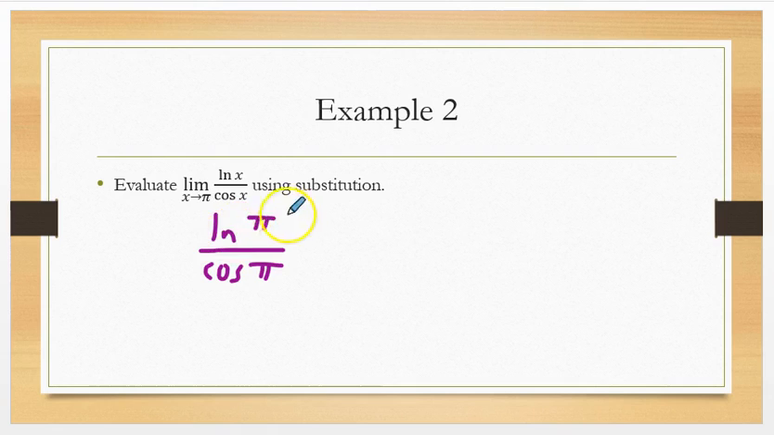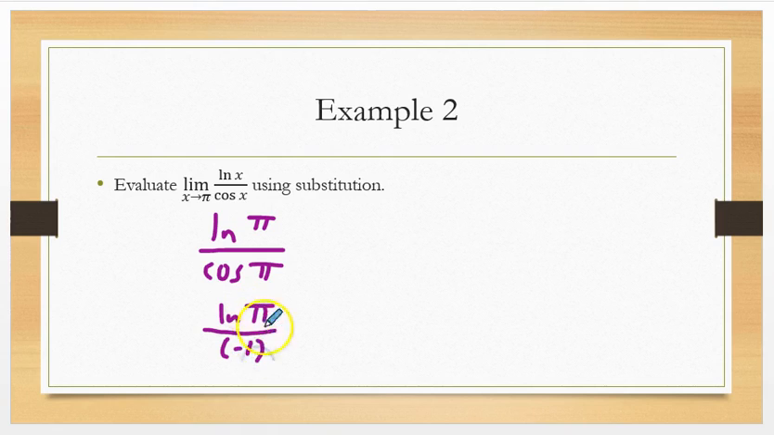So natural log of pi, that's not a number I'm expecting you to evaluate. I just want you to leave that as natural log of pi. If you want a decimal answer, then just plug it into the calculator. And cosine of pi, this is something you can do on the unit circle. This value is equal to -1.